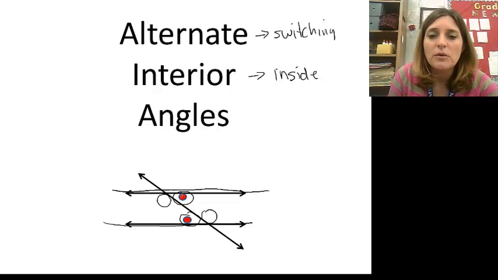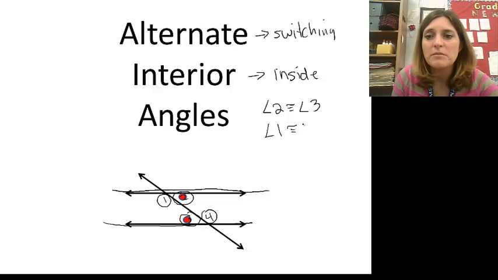Okay? So if this was 1, 2, 3, 4, then angle 2 is congruent to angle 3. Okay? And angle 1 is the same as angle 4. Notice, angle 1 is obtuse, angle 4 is obtuse. Angle 2 is acute, angle 3 is acute. Okay? So those are the alternate interior.